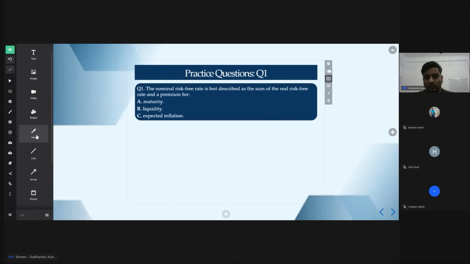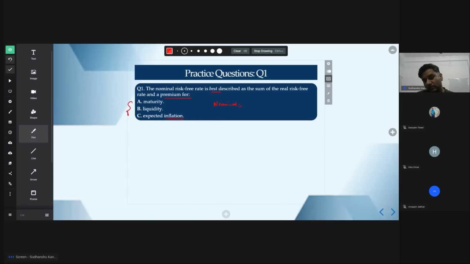Let's do an easy question, guys. When you talk about the question, the nominal risk-free rate is best described as the sum of the real risk-free rate and a premium for what? Right, what is the premium for, guys? We have premium for nominal. Please understand, nominal, we have premium for your inflation, right? So the inflation is the premium, right?